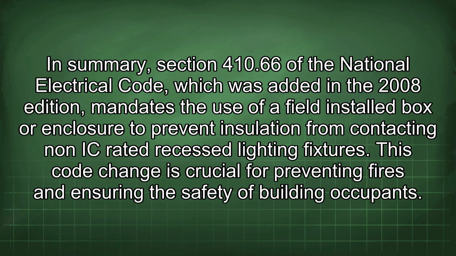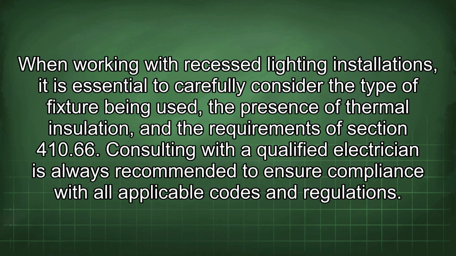In summary, Section 410.66 of the National Electrical Code, which was added in the 2008 edition, mandates the use of a field-installed box or enclosure to prevent insulation from contacting non-IC rated recessed lighting fixtures. This code change is crucial for preventing fires and ensuring the safety of building occupants. When working with recessed lighting installations, it is essential to carefully consider the type of fixture being used, the presence of thermal insulation, and the requirements of Section 410.66. Consulting with a qualified electrician is always recommended to ensure compliance with all applicable codes and regulations.